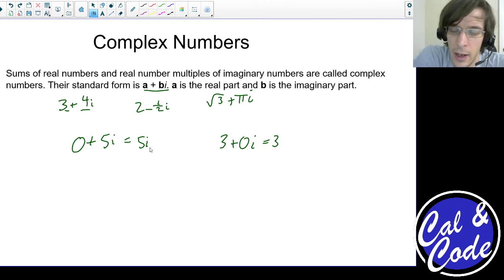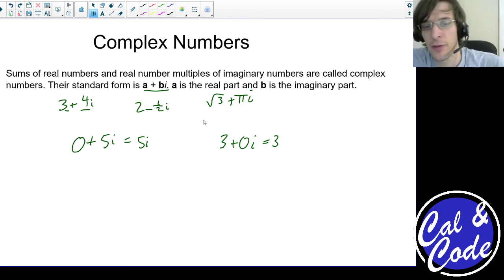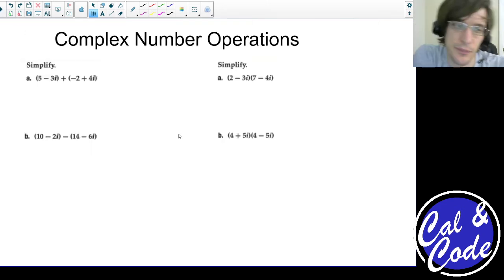All of those are complex numbers. Now there are maybe more specific words that I could use to describe these things, but all the numbers that you've dealt with are all complex numbers. So let's talk about some operations. Let's add and subtract some complex numbers.